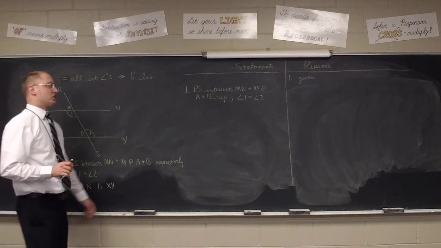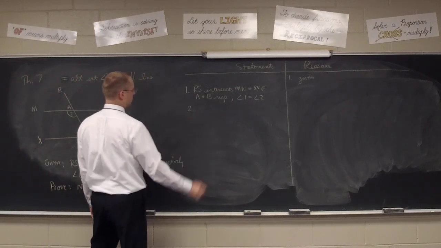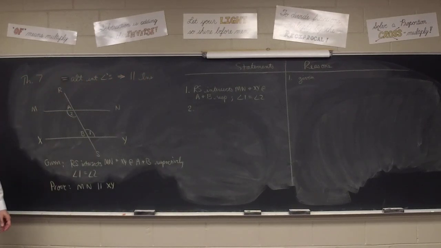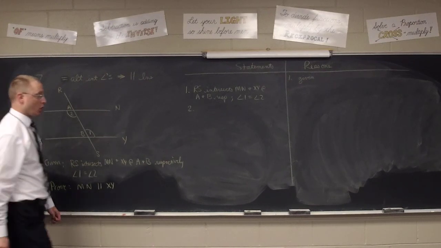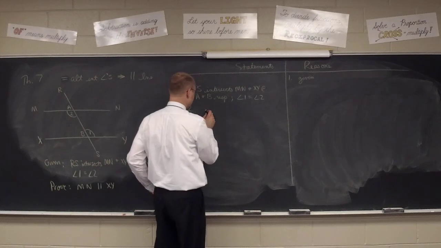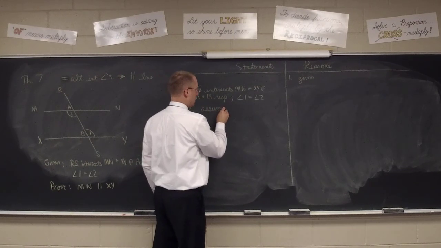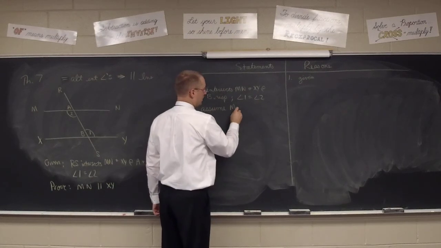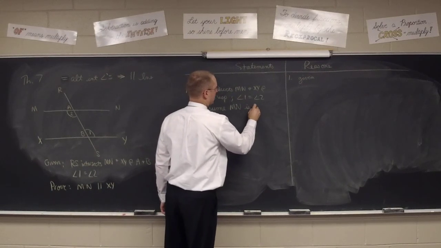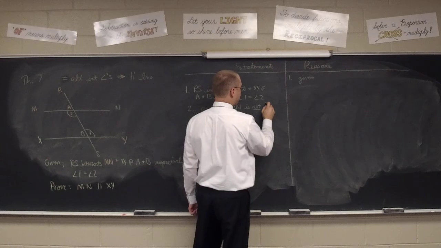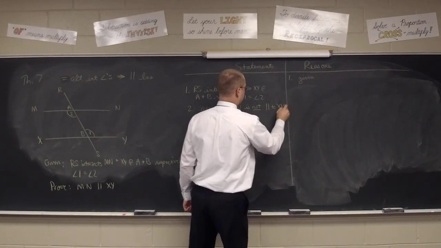If we're going to approach this with the indirect method, what has got to be statement number 2? Dylan? So, what do we write? Assume what? Good. Assume MN is not parallel to XY.